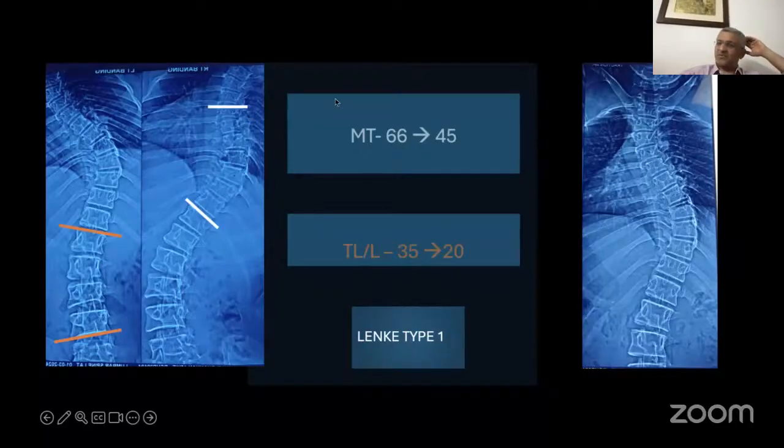I mean, we have to find a center which will be able to take the whole spine X-ray. That's very, very important for us to plan. And the second message is always measure all the curves. You will never go wrong.